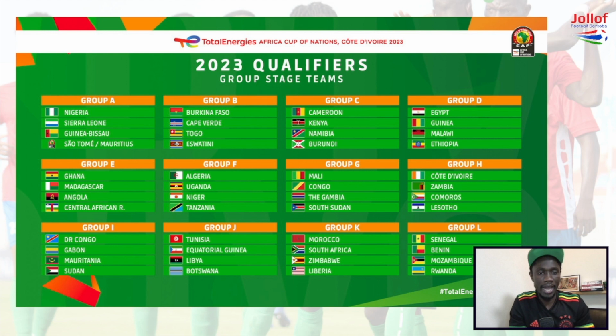Group E: Ghana, Madagascar, Angola, and Central African Republic. Angola have had a lot of ups and downs in African football. Madagascar also came to the last African Cup of Nations. They did a very good job. And Ghana, they are also a very good team. They eliminated Nigeria in the World Cup qualifier. They did not have the best African Cup of Nations, but they eliminated Nigeria.